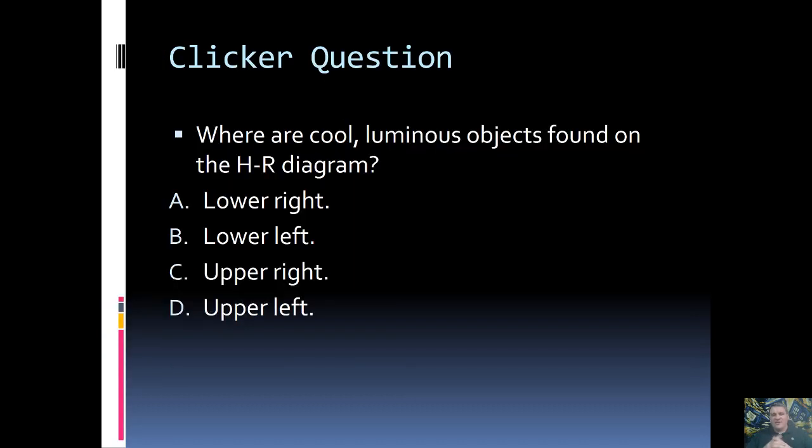Here is our third lecture quiz question. Where are cool but luminous objects found on the HR diagram? A, lower right, B, lower left, C, upper right, or D, upper left. Go ahead and think about it and we'll discuss in just a bit.